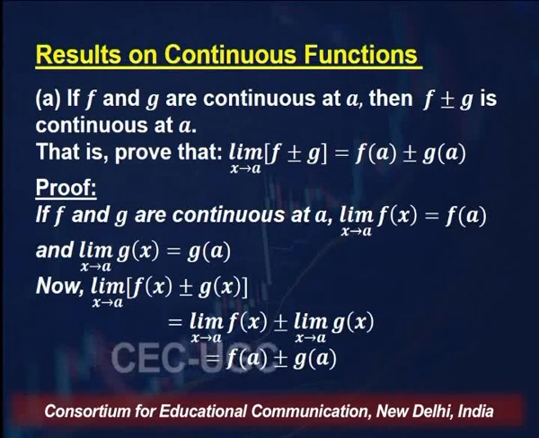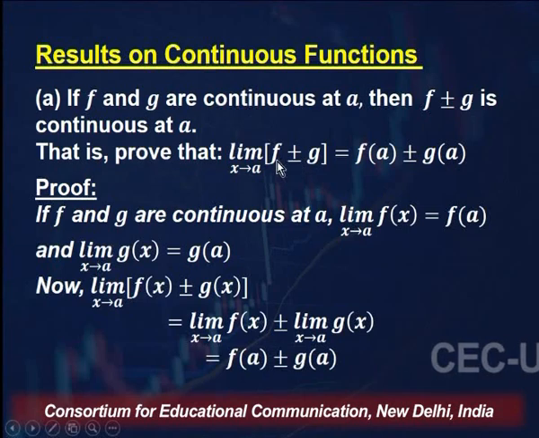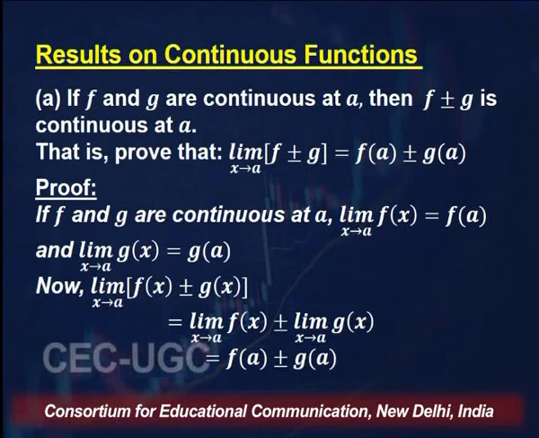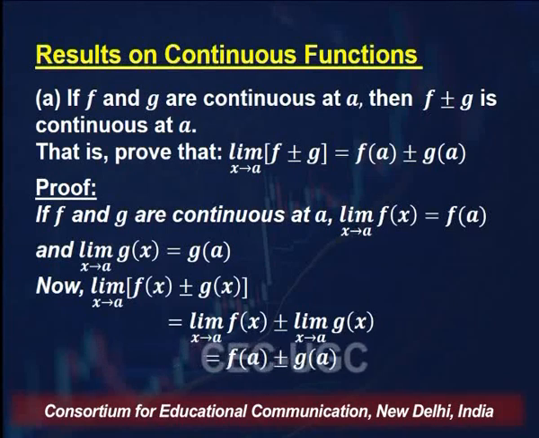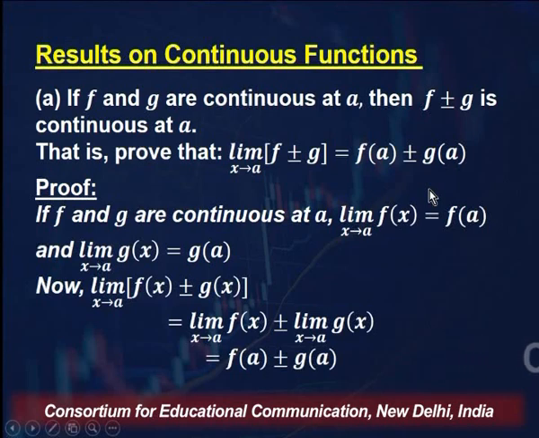Now, what does it mean for f plus minus g to be continuous at a? I simply have to prove that the limit of f plus minus g as x tends to a is the value of this function at x equal to a. So that's f of a plus minus g of a. Okay, so let's look at the proof here.